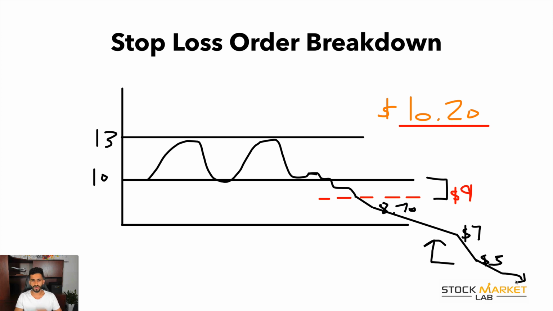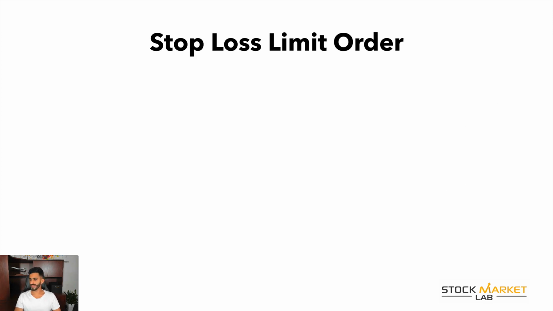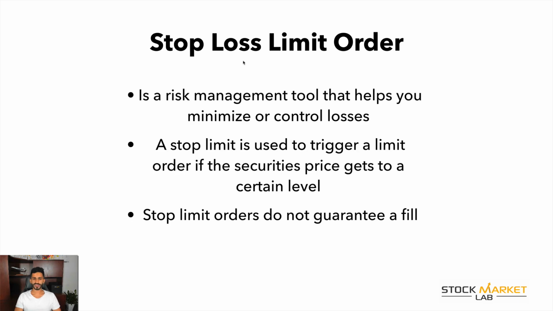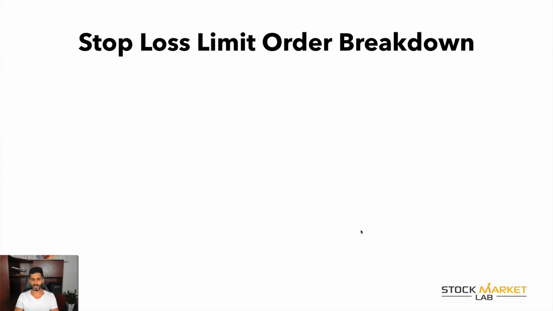You do not just pick random points. And once again, once we get to this topic, I will break that down a little bit more. So that is a stop loss order. Now, besides a stop loss order, we have something called a stop limit order. A stop limit order is also a risk management tool that helps you minimize or control losses. A stop limit is used to trigger a limit order if the security's price gets to a certain level. Stop limit orders do not guarantee a fill. I'll explain what I mean.